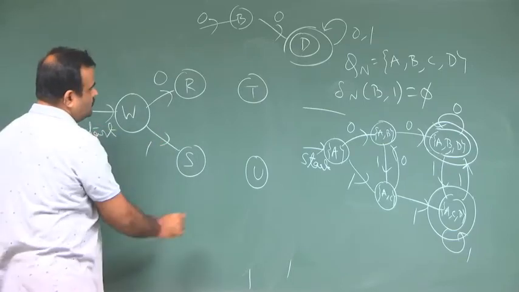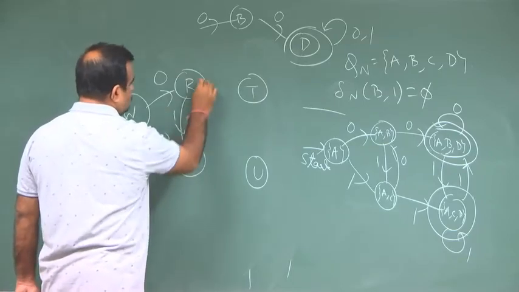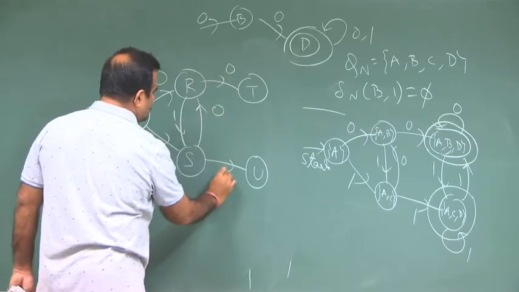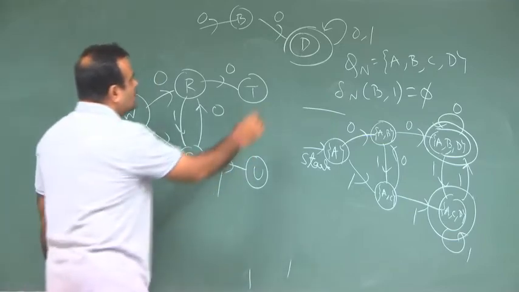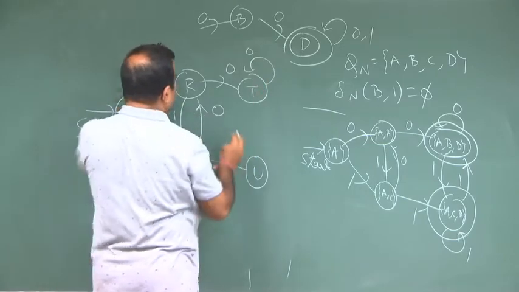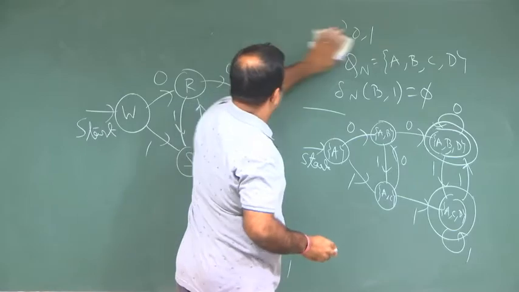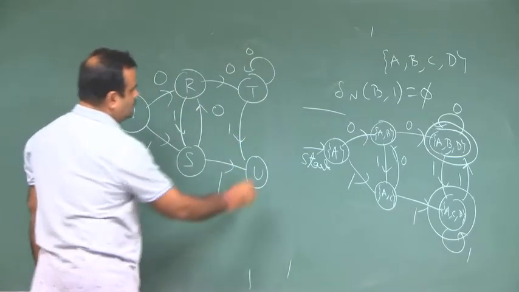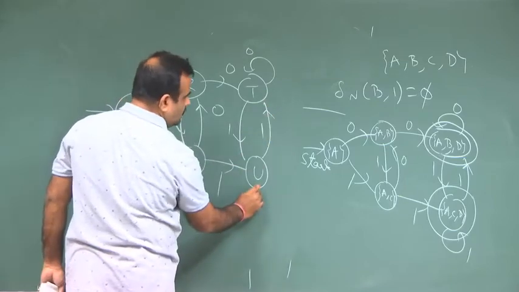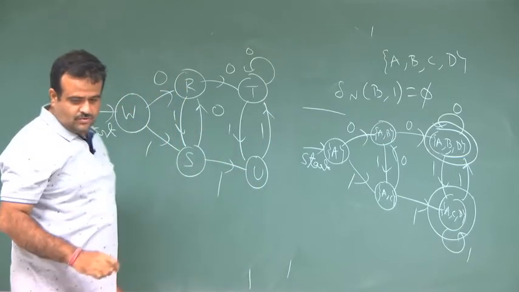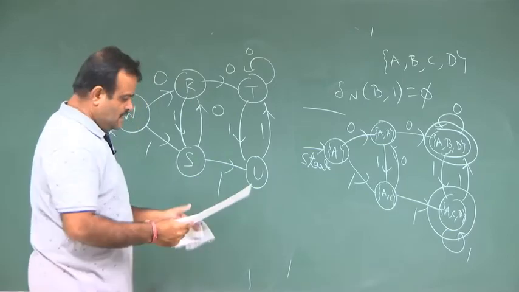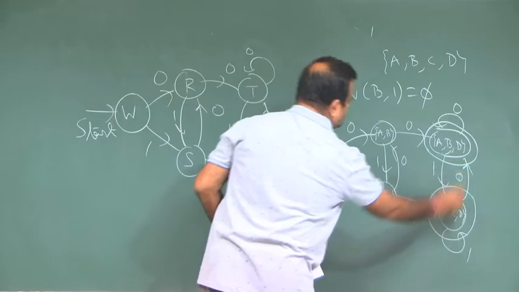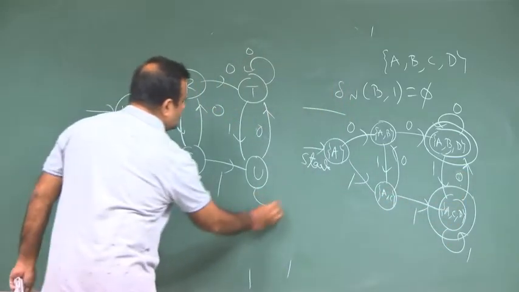this is the 1 move, this is the 1 move, this is the 0 move, this is the 0 move, this is the 1 move, and this is the 0 move, and this is the 1 move. This should be the 0 move, yeah, this is the 0 move, sorry, and this is the 1 move.